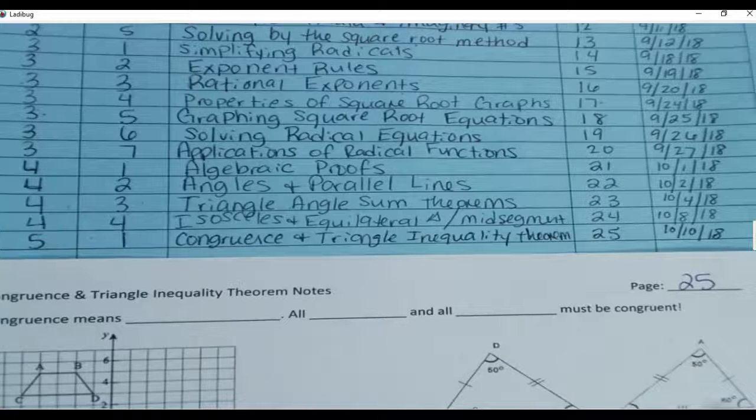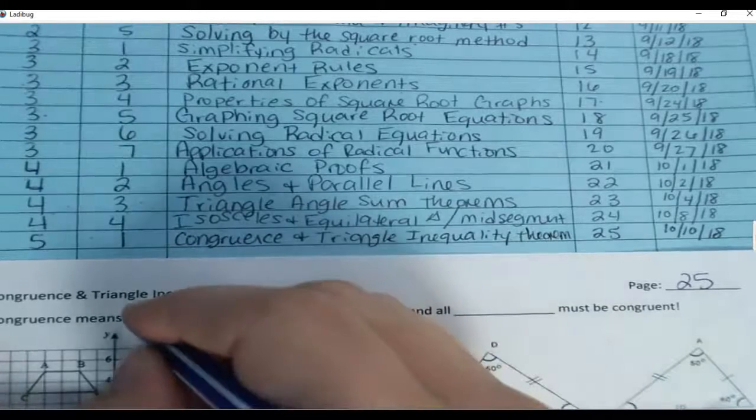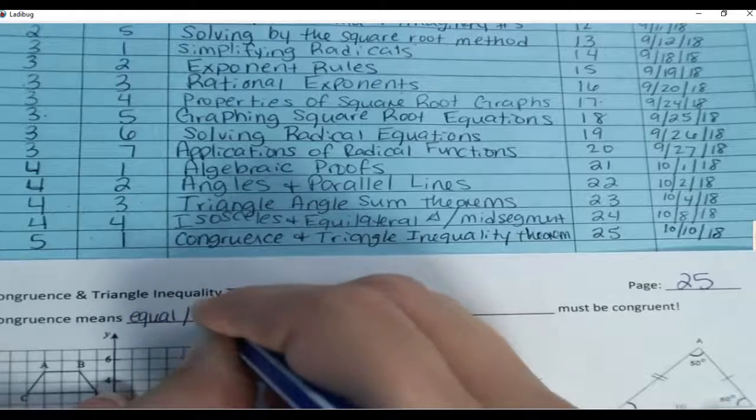So this whole unit is about congruence. What does congruence mean? Equal. So congruence means equal or the same.